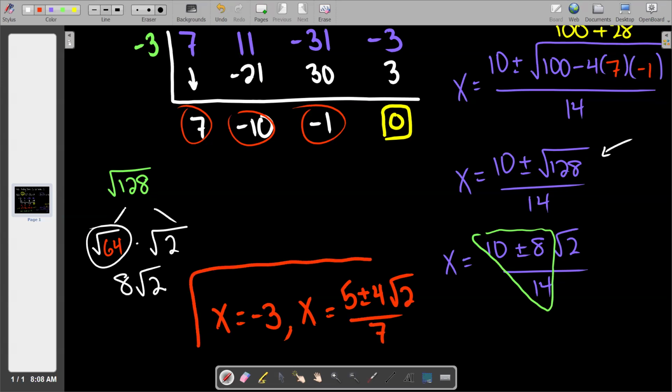And I'll ask you again, how many numbers are in the red box? 3. There are 3 answers in the red box. One of them is -3. One of them is 5 plus 4 root 2 over 7. And the other is 5 minus 4 root 2 over 7. So all answers present and accounted for.